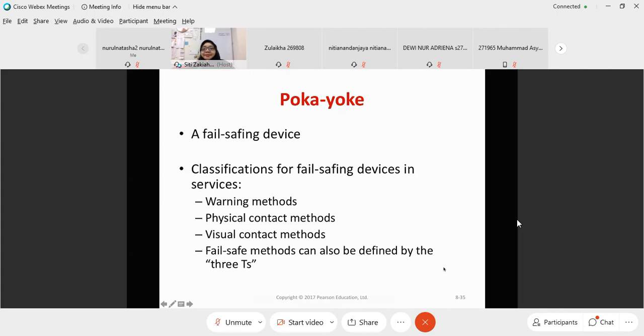What do you always use? Your SIM card. Somebody says washing machine. Yes. Your SIM card, there is only one way to insert it. Right? If you do it the other way, it won't work. And washing machine, the automatic one, if you open the lid, it will stop. Right? It will stop.